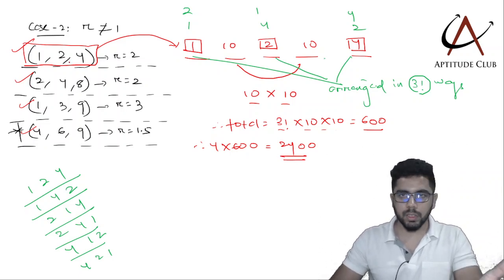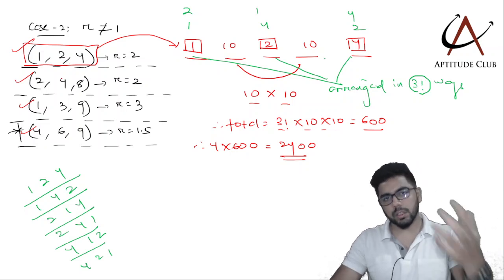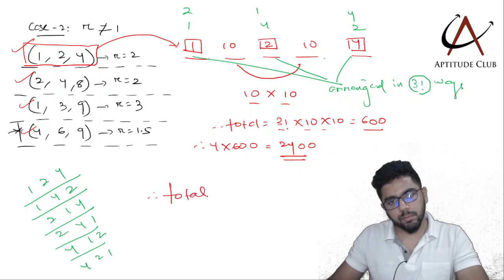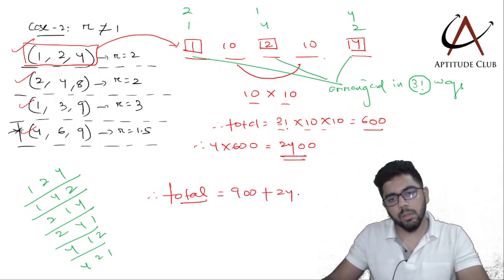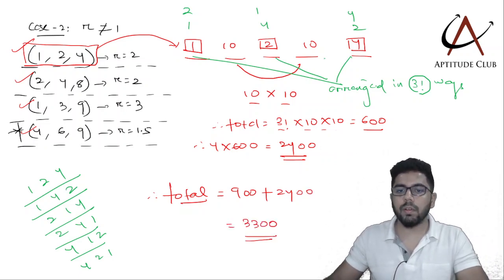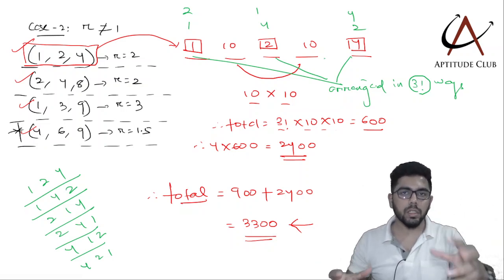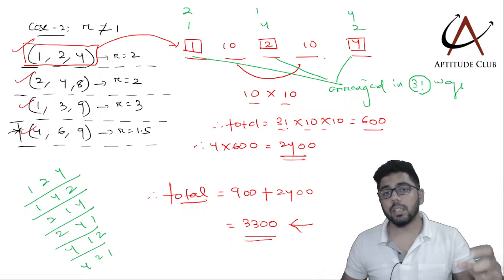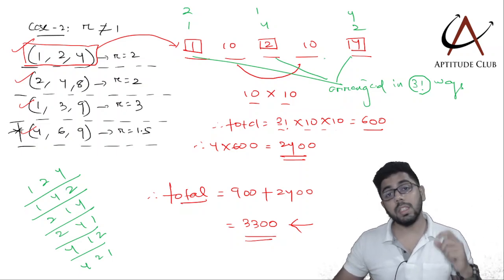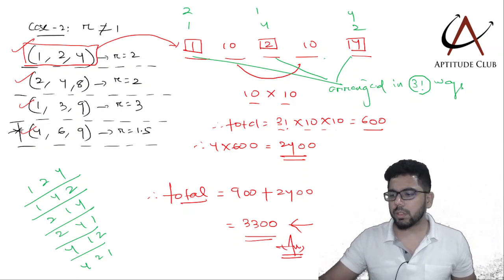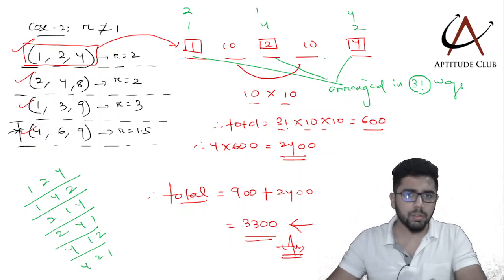1 2 4 you will have 600 numbers. 2 4 8 if you take, another 600 numbers, and so on. Hence in total, combining case 1 and 2, you will have 900 plus 2400, 3300 possible 5 digit numbers, where those 3 digits at the unit place, hundred place and ten thousand place are in geometric progression. I can have total 3300 numbers. So this is a beautiful question from the fundamental principle of counting.